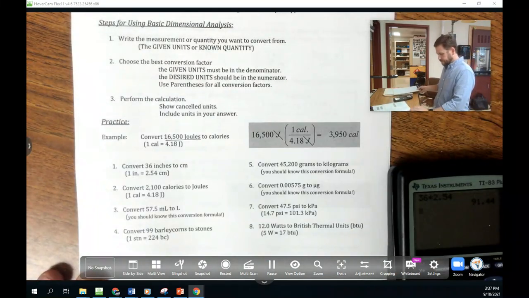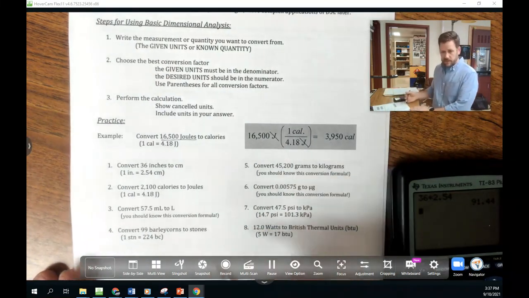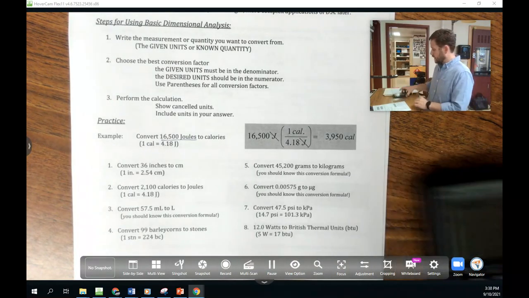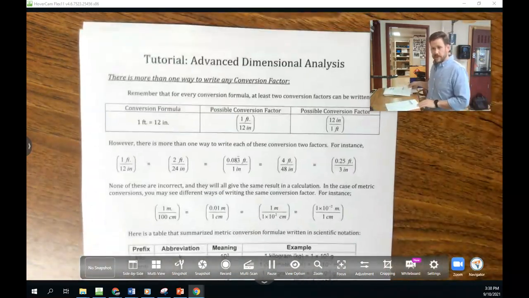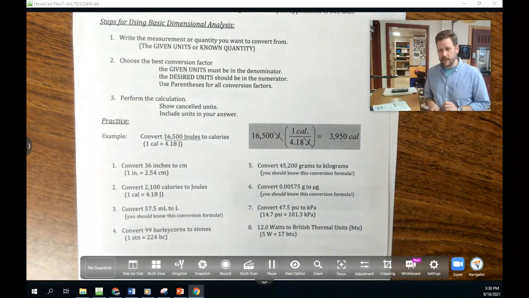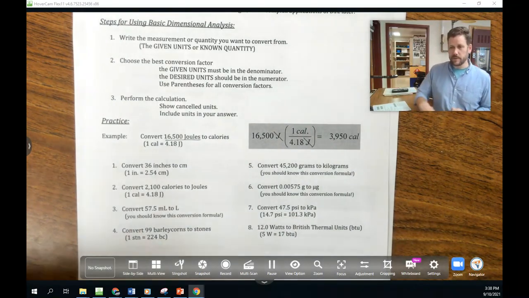We'll look at a few more examples in class and practice this a little bit more before we begin discussing some more advanced dimensional analysis on the next page. So take a look at some of the other practice problems here. We'll solve those in class and see if we can agree on those answers.